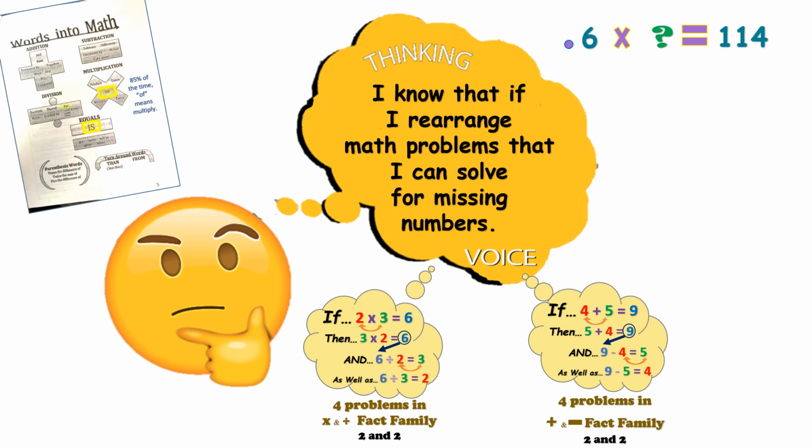So I end up with 4 math problems, 2 addition and 2 subtraction. That's an addition and subtraction fact family. Fact families is the best way to think about math when I have a missing piece in order to solve for the missing piece. And once again, that's just algebra, and you've been doing that for years.